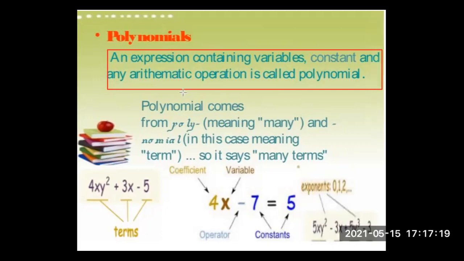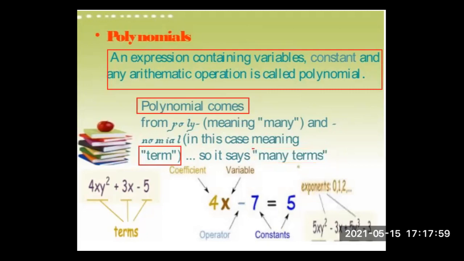Next we'll see where this word came from. Here you can see on your screen, I am marking, polynomial comes from poly, and poly means many, more than one, and nomial in this case means term. That means poly means many and nomial means term, that is many terms. So it says many terms. Now we'll see the examples.